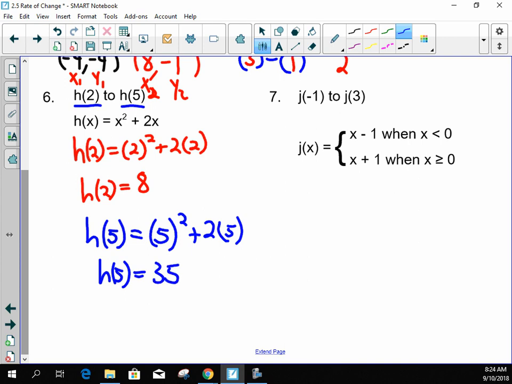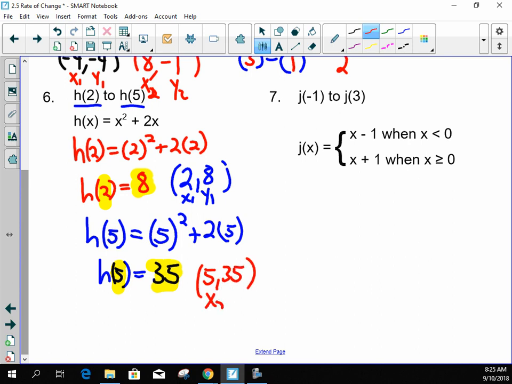What does this mean? Okay, what is h of 2? That is my what value? My x. What is 8? 8 would be my y, yes. So this ordered pair is 2 comma 8. x1, y1. This ordered pair right here is what? 5, 35. x2, y2. Now, we're not done.